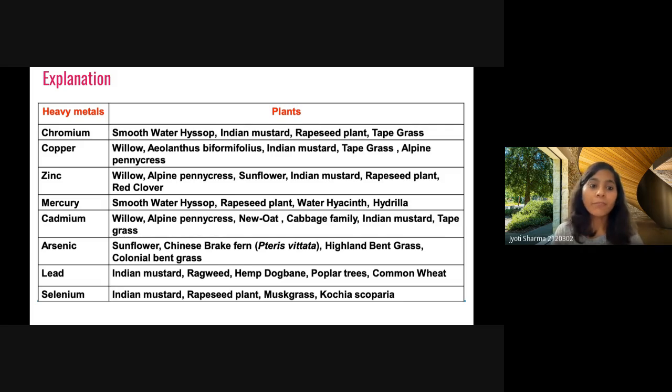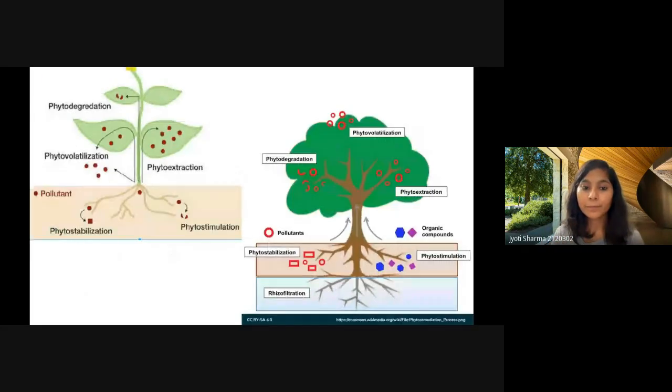For example, if we want to remove chromium, we can use plants such as smooth water hyssop, Indian mustard, rapeseed plant, tape grass. Likewise, we have a lot of plant species we can use to remove different kinds of heavy metals. This is the mechanism by which plants help remove heavy metal. It can be by phytodegradation: whatever organic or inorganic compound the plant takes from the soil can be degraded by the plant.